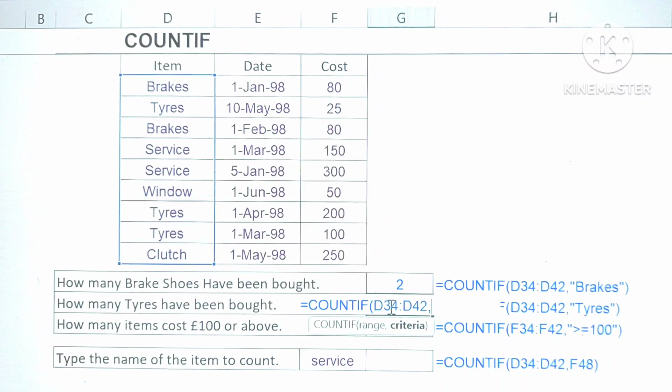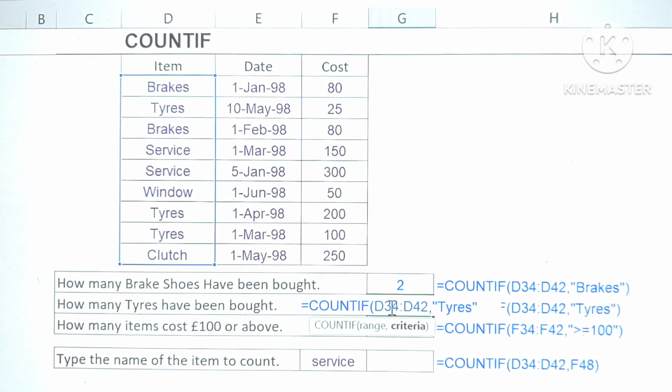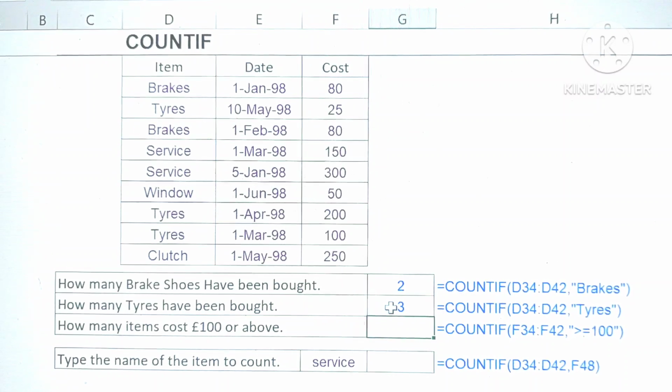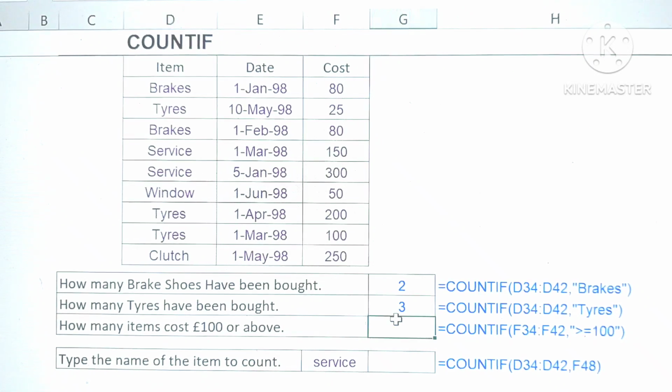Now we have to provide what we are looking for. So we are looking for tires. Double inverted commas, close the bracket and press enter, and we got the answer. There are 3 tires, 1, 2 and 3. So the result is correct. Now we will be looking for items greater than or equal to 100.